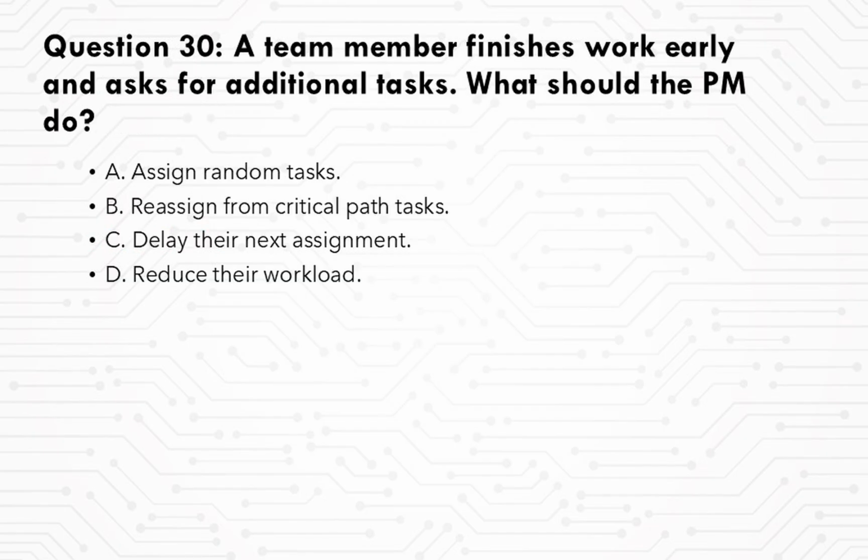Question 30. A team member finishes work early and asks for additional tasks. What should the PM do? A. Assign random tasks. B. Reassign from critical path tasks. C. Delay their next assignment. D. Reduce their workload. Answer: B. Focus on critical path to improve schedule efficiency.